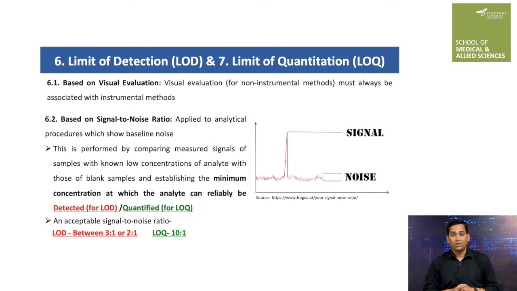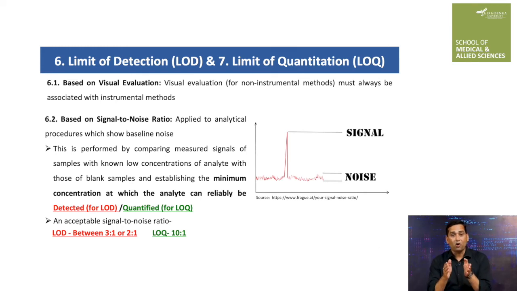Limit of detection (LOD) and limit of quantitation (LOQ) can be determined in three ways. One of the ways is based on visual evaluation. This is applicable to non-instrumental methods where color change indicates presence of analyte. For example, LOD by titrimetric methods is determined by visual evaluation. Visual evaluation methods must be supported by a suitable analytical instrumental method.